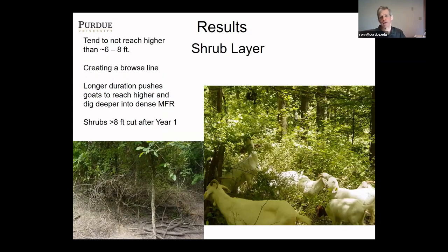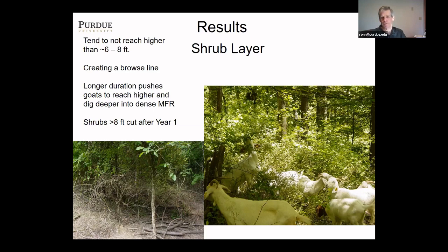When they were initially put into a paddock, goats like to browse at head level, and they do have some preferences. They work from favorite to least favorite. They are generalists, so there isn't much that they won't eat. But eventually, after they start depleting the easy to reach forage, they start stretching upward, reaching up higher, and digging deeper into dense thickets.